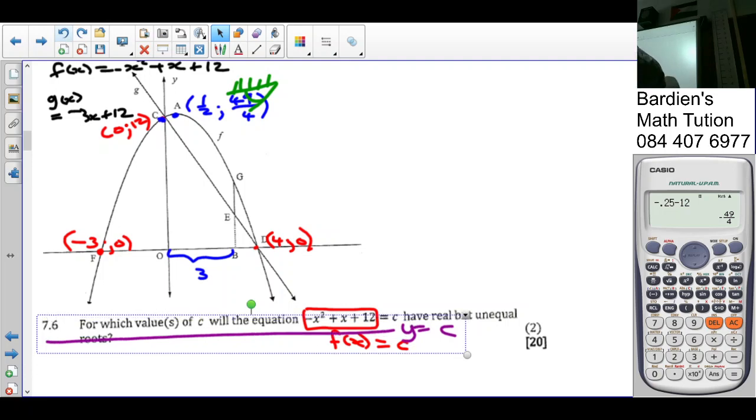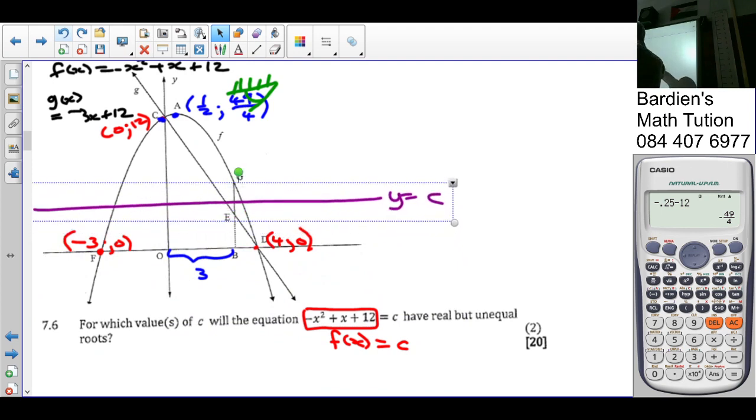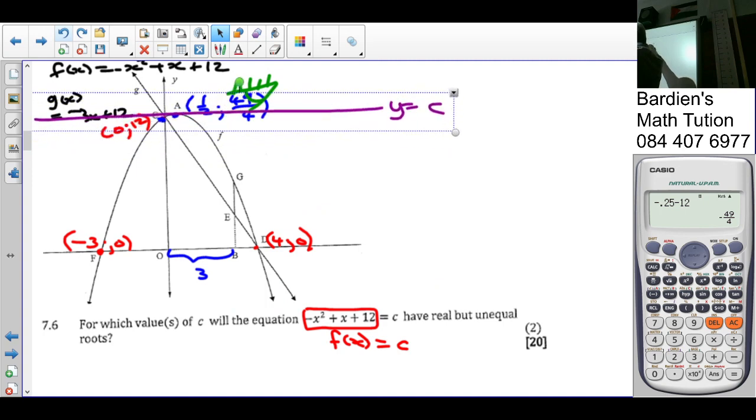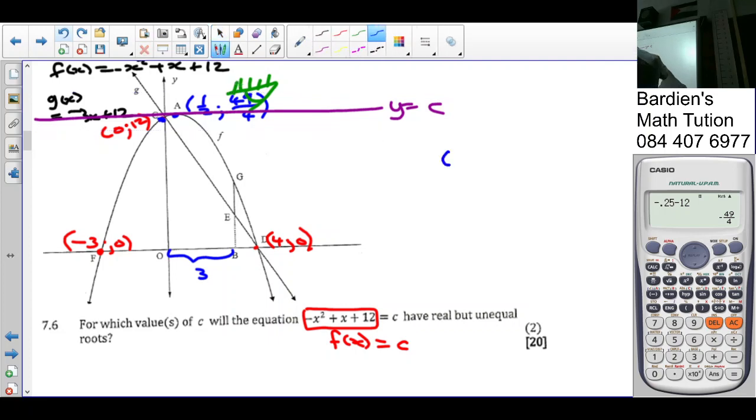If I take this up here, you agree? Real and unequal. And here, real and equal, because the line y is equal to c is going to cut the graph at 1 point, so 2 x values became 1 value. So the graph is bouncing off at that point. What is your c value at this point? Y is equal to what at that point? It's 49/4.